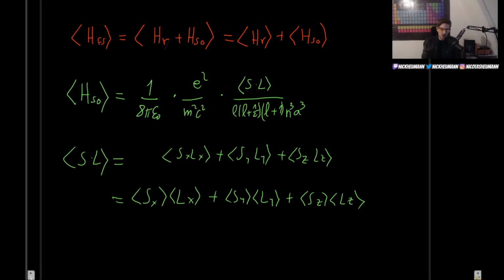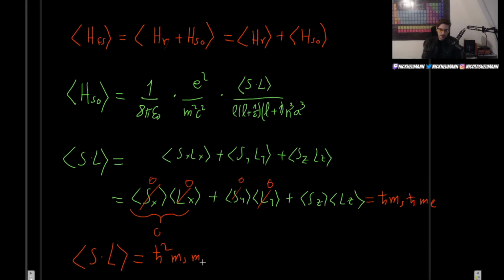But what are these values? Well, we are in the basis of z. So these will average out to 0. I mean, each one of the x and y ones individually will average out to 0. So we are only left with this part right here, and we already know the value. Sz is h bar ms and Lz is h bar ml. So basically, what we had here is going to be h bar squared ms ml, which we can simply plug in here and we will have our answer. So this will be h bar squared ms ml.